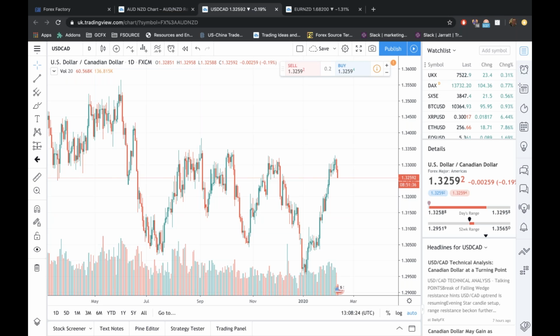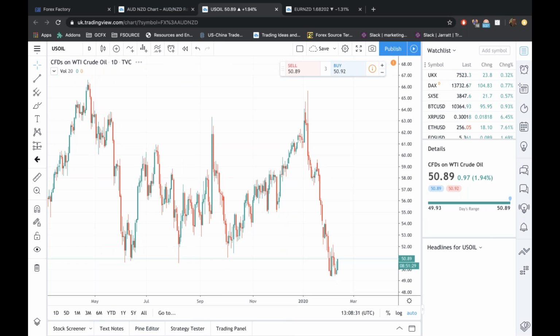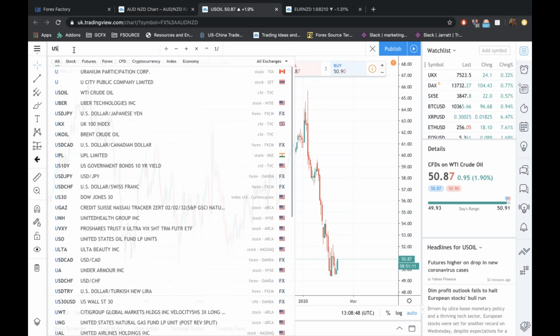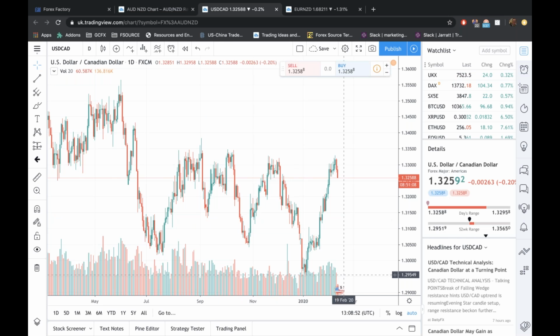And as well as that, with the fall in oil prices, if I just quickly show you the oil prices, right? See, US dollar Canadian dollar has a 96% negative correlation with oil. So in other words, when oil goes down, US dollar Canadian dollar goes up, and vice versa. So if you look here, you can see that down move in US oil be matched by an up move in the US dollar CAD. That's not a coincidence. There's a 96% correlation.